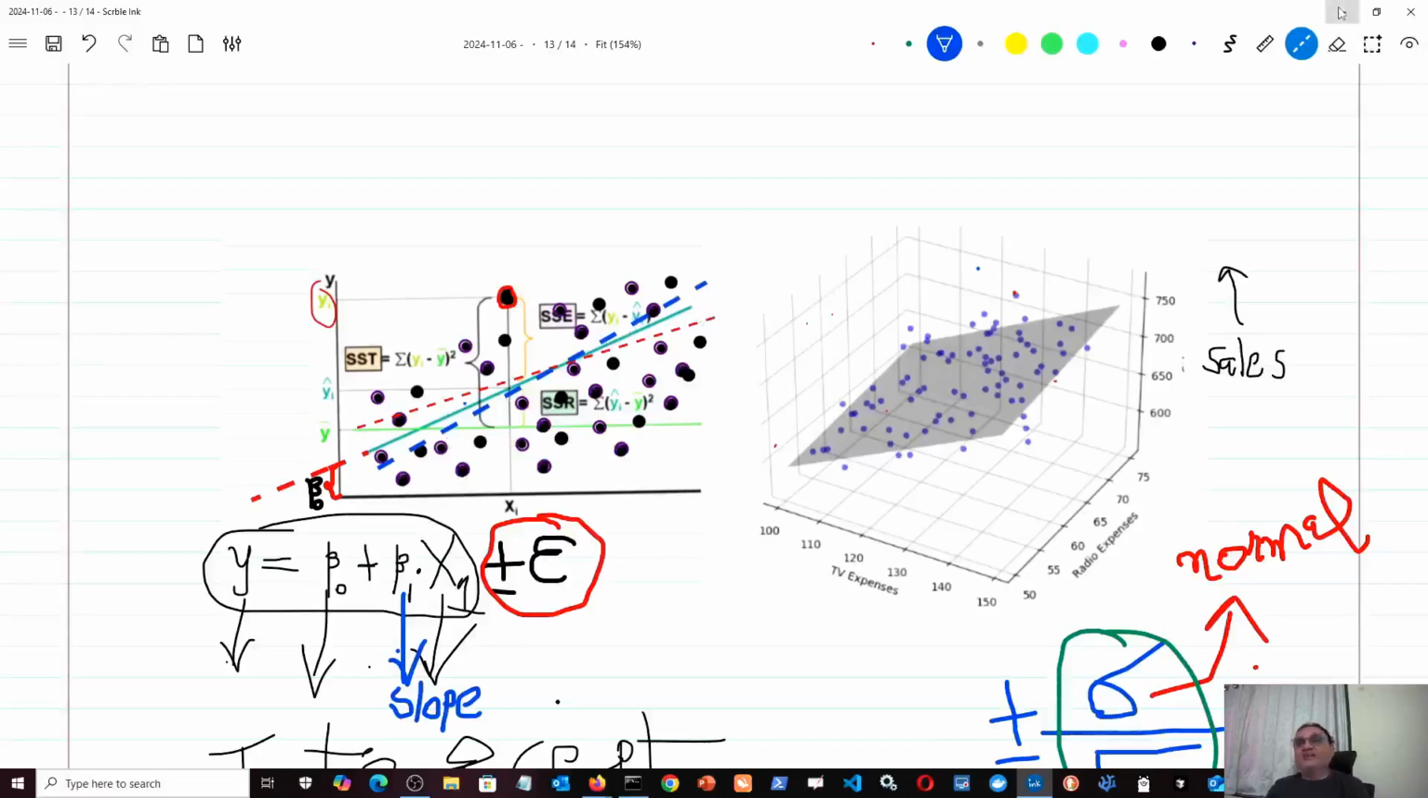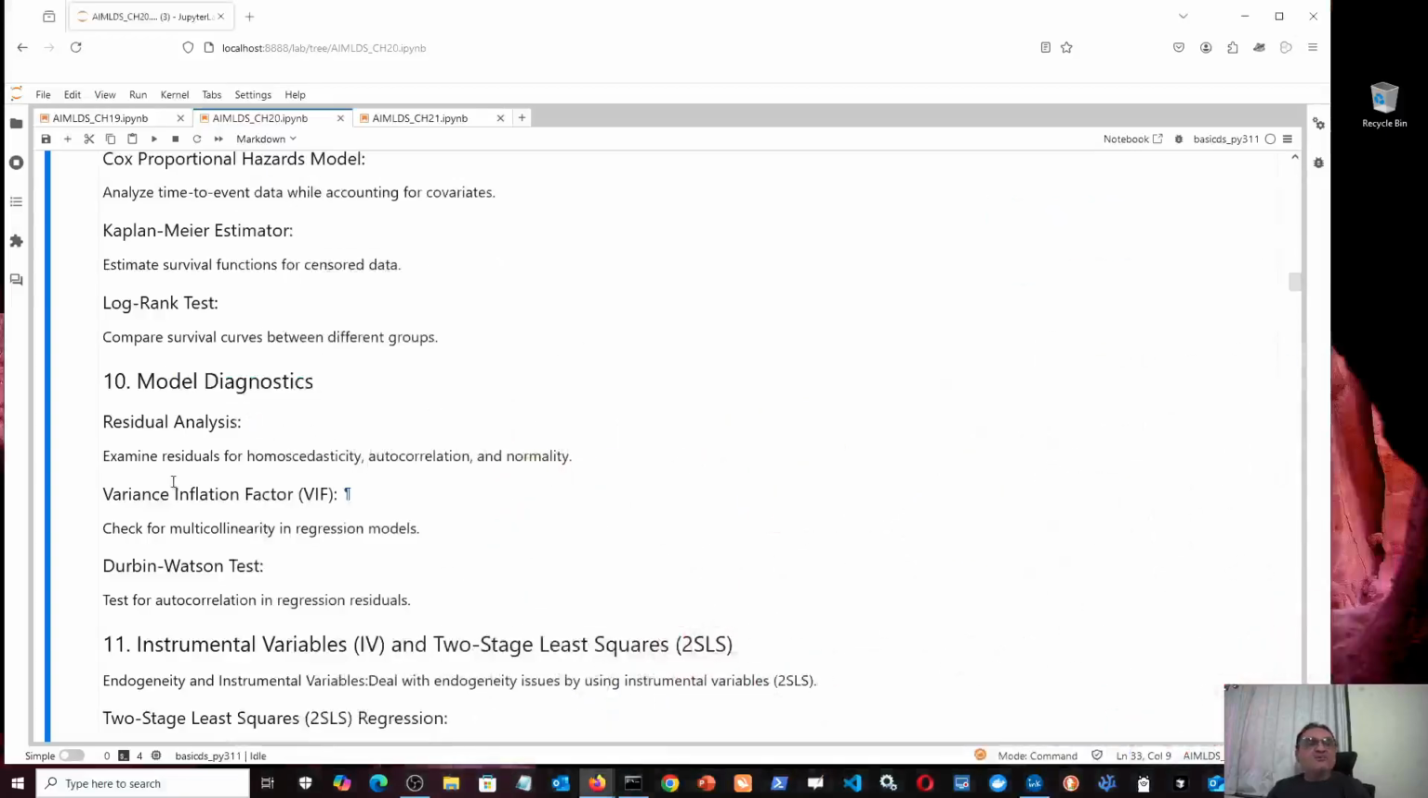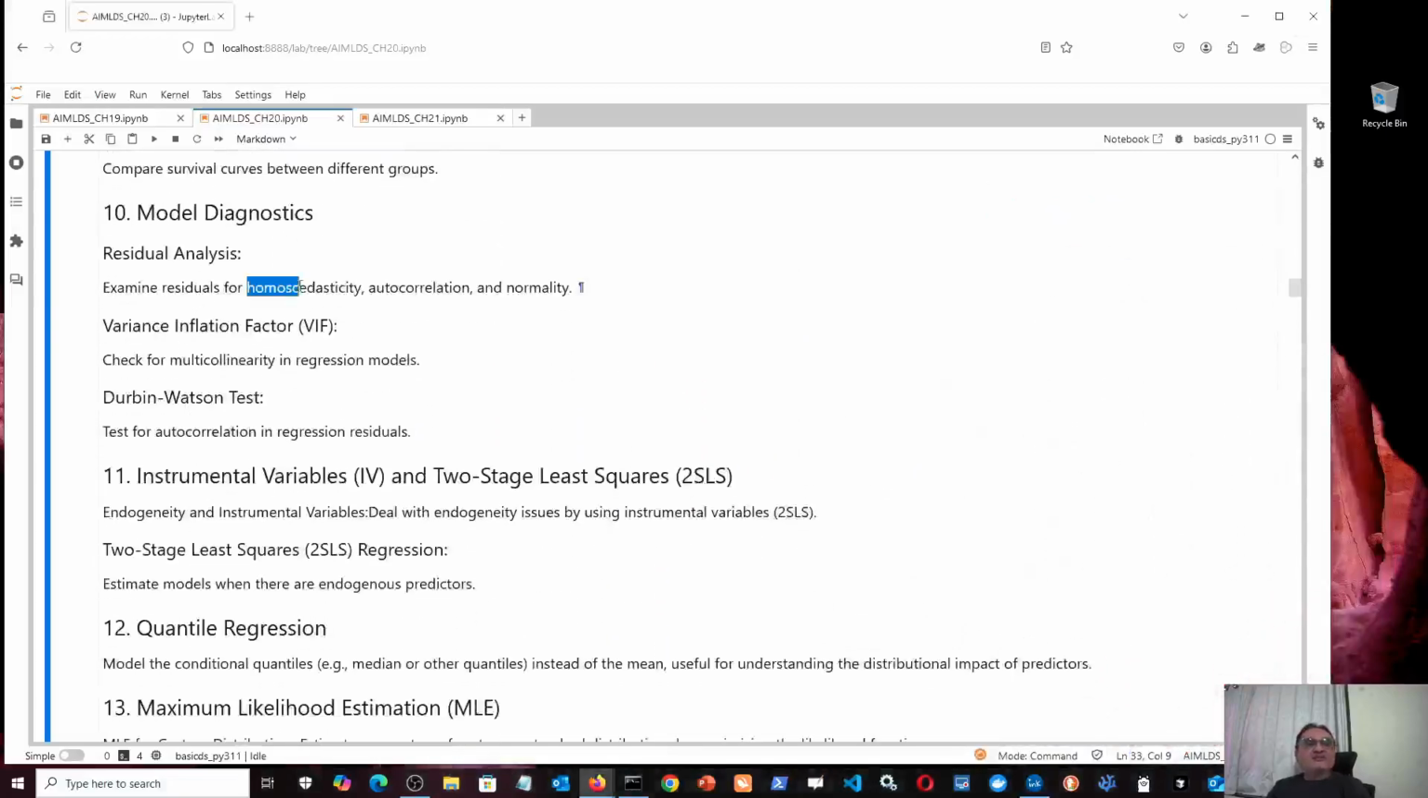So there are quantities called R-squared and sum of squared error. Many more quantities are also there. For example, there are quantities for estimation of homoscedasticity, autocorrelation, and normality. These are called residual analysis. Whatever residual remains in any modeling process, you can examine the residuals for how much homoscedasticity, how much autocorrelation is left, and normality.